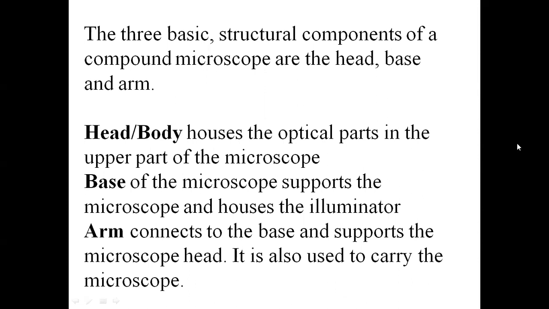Then we have the middle portion of the microscope, that is the arm portion. The arm portion is the place of any microscope which connects two parts of the microscope, that is the head portion and the base portion. It also helps you to carry the microscope. So these are the three different parts of your microscope.